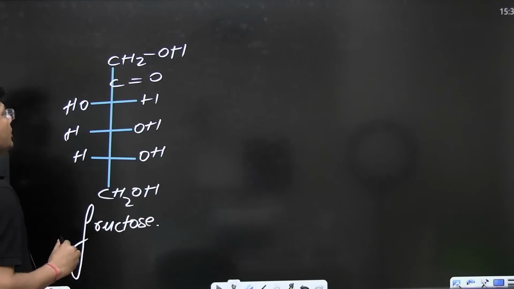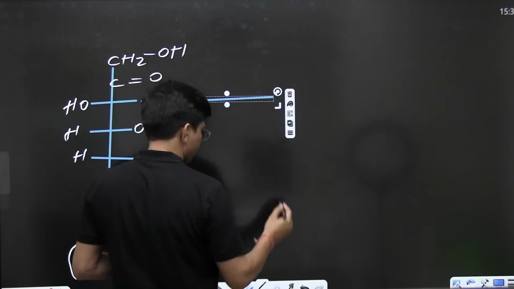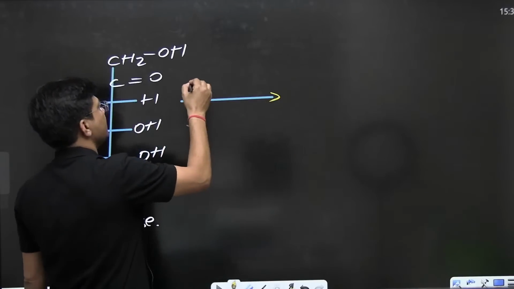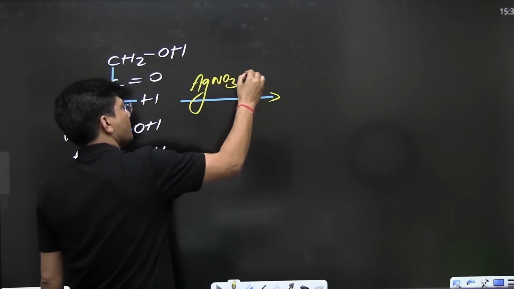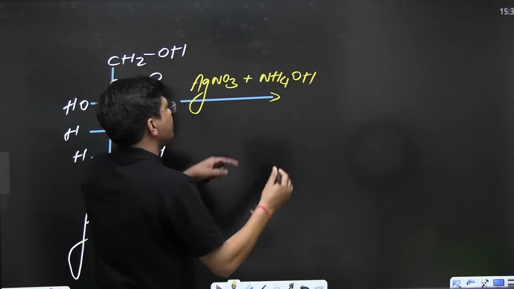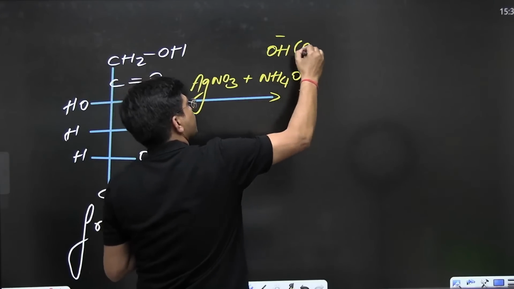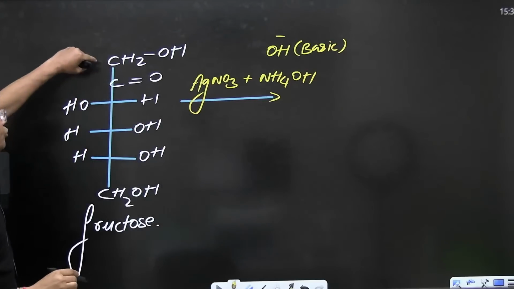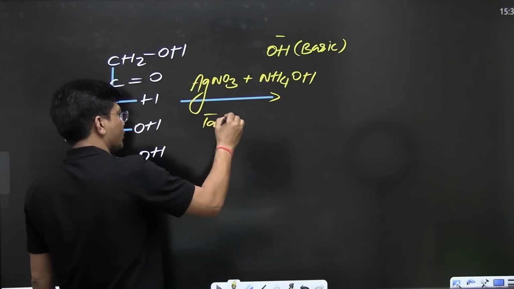Everyone, now see to it. If I am adding Tollens reagent to it, what is Tollens reagent? Ammoniacal silver nitrate, AgNO3 plus ammonium hydroxide. So this is the important point, that it is giving a basic medium, and this basic medium definitely does the tautomerization. How will the tautomerization take place? See to it, tautomerization.